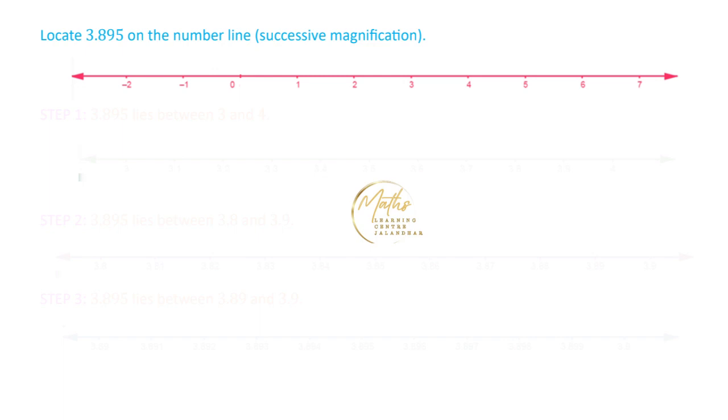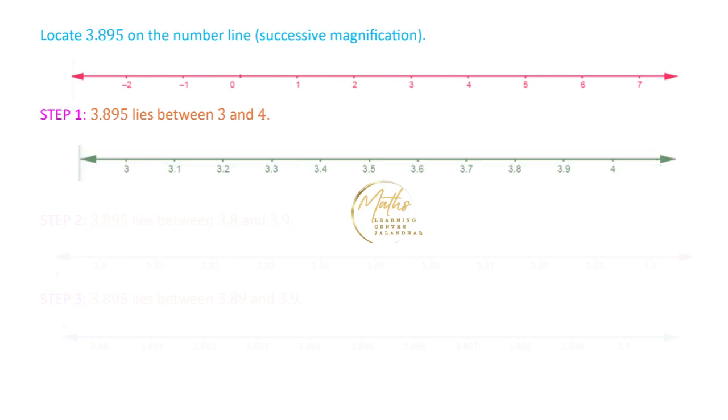So first step, we are saying that 3.895 lies between 3 and 4. So we magnify this portion between 3 and 4, and then we are going to divide it in 10 parts. When we divide this portion between 3 and 4 in 10 parts, we obtain something like this.